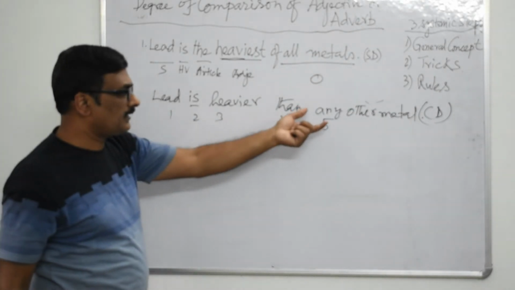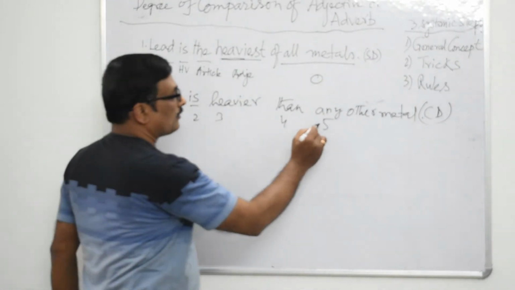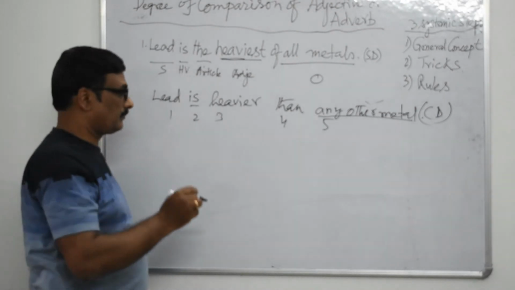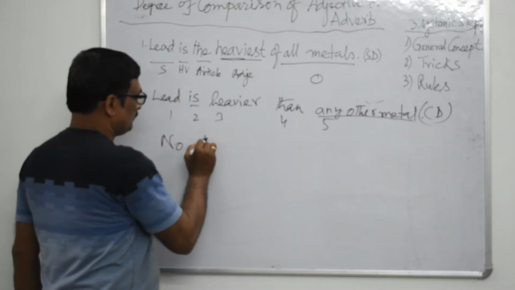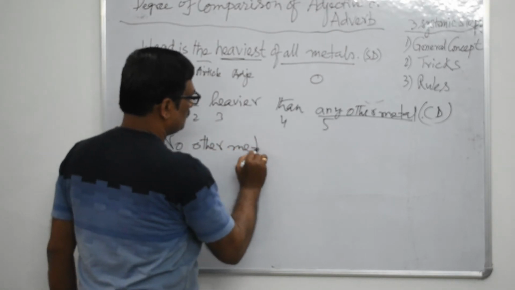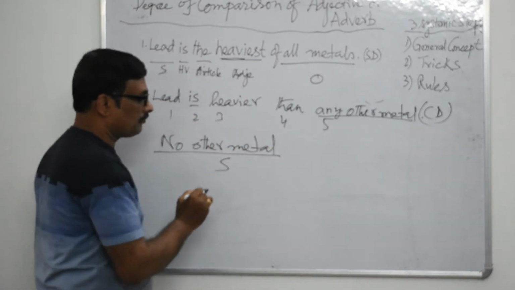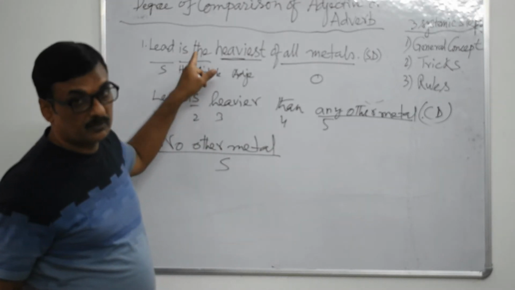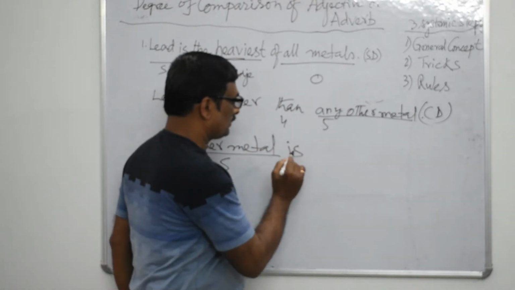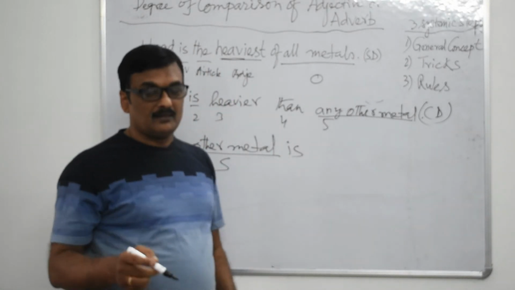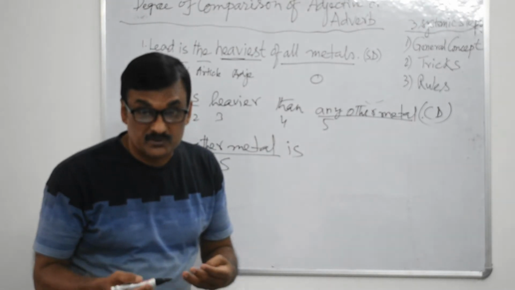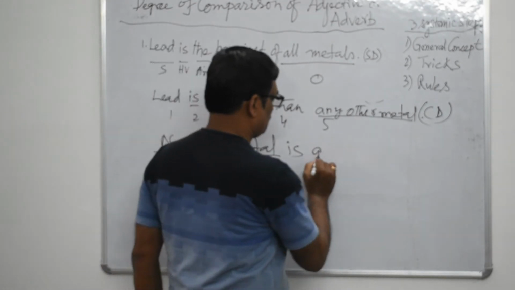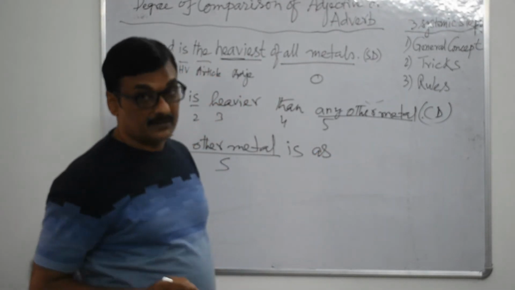So lead is heavier than any other metal is the comparative degree, and the object of this is any other metal. It becomes no other metal in positive degree. No other metal, it is the subject of positive degree. Number 2, as usual, what is used in comparative and superlative degree? That is, no other metal is. Then the distinguishing mark of positive degree is as. No other metal is as.